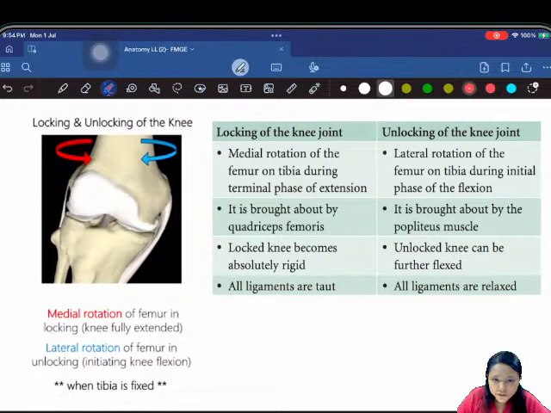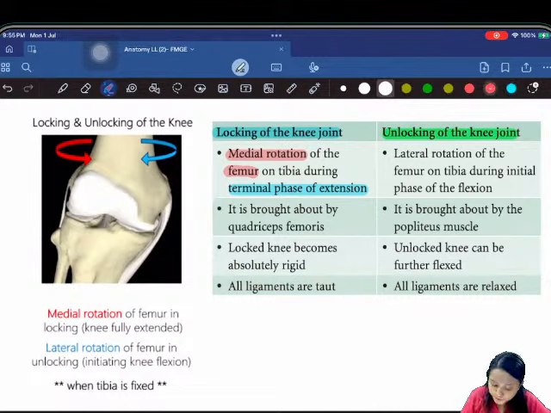Now let us come to the difficult part, that most of you find difficult, I don't know why, but it is very easy if you understand it well. That is locking and unlocking of the knee. So locking of the knee, what will happen? In locking you will have medial rotation of femur on tibia during the terminal phase of extension. All the lines are important.